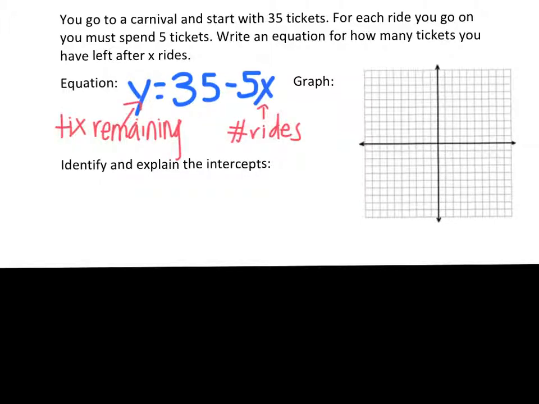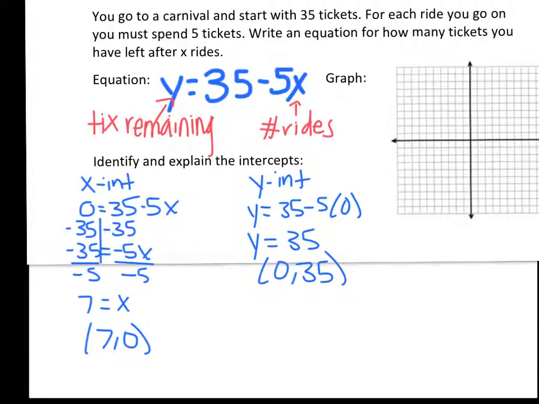I always want to define my variables, because that will help me know what to do on my graph. I labeled x as the number of rides that I've been on, and y is the tickets remaining. It's important to remember that it's not just tickets, because that could be tickets spent, or tickets we start with. This is how many tickets we have remaining. I've gone ahead and found the x and y intercepts. I found that the x-intercept is 7 by substituting 0 in for y in my equation and solving for x. And I found that my y-intercept is 35 by substituting 0 in for x and solving for y.